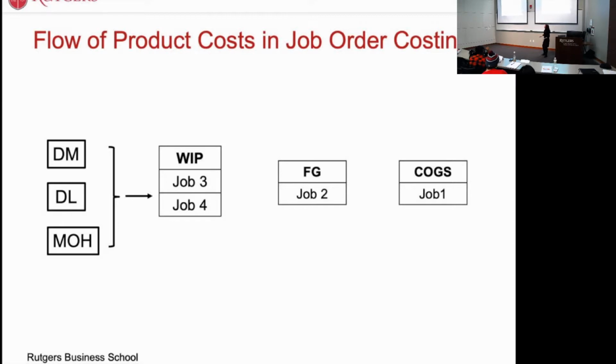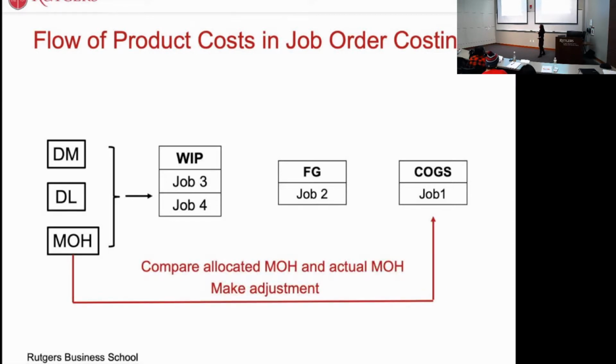But we have a last step, which is at the end of the period, we compare the allocation calculation of the overhead with the actual overhead, and then we make adjustments. Okay, so now you may get confused, but I will go to the details later, one by one. Okay, so now you just need to know we have those procedures, but it's normal that you get lost at this point.